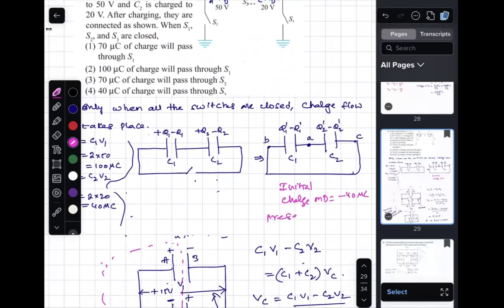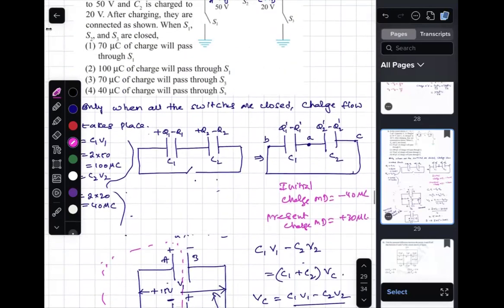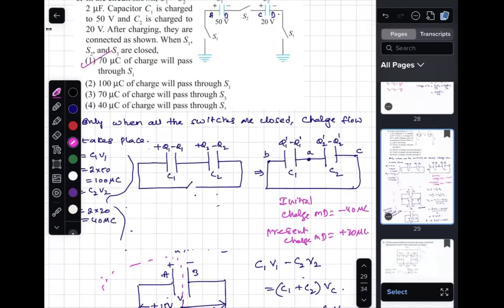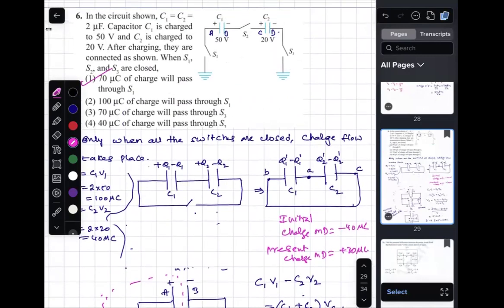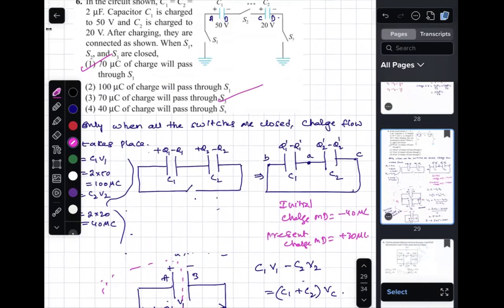Present charge on D is 15 twos, plus 30 microcoulomb. What is the difference? 70 microcoulomb. So therefore, 70 microcoulomb of charge will pass through S1. That is the same which is adjusted across. So what is happening here? In this process, delta Q flows like this, delta Q flows like this for a closed circuit. So through each switch, it is the same charge that flows.